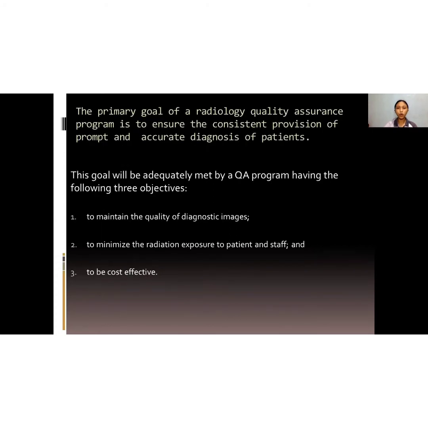The primary goal of a Radiology Quality Assurance Program is to ensure the consistent provision of prompt and accurate diagnosis of patients. This goal will be adequately met by a quality assurance program having the following three objectives. First, to maintain the quality of diagnostic images. Second, to minimize the radiation exposure to patient and staff. And lastly, the third, to be cost effective.